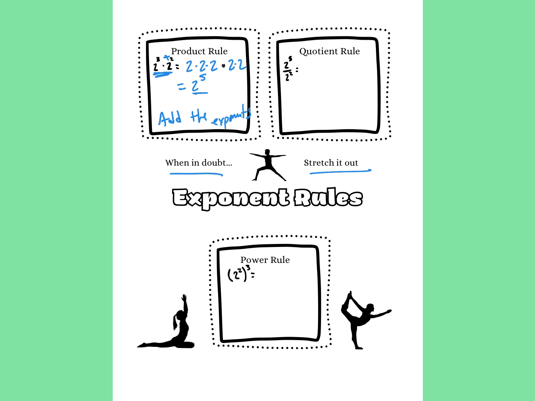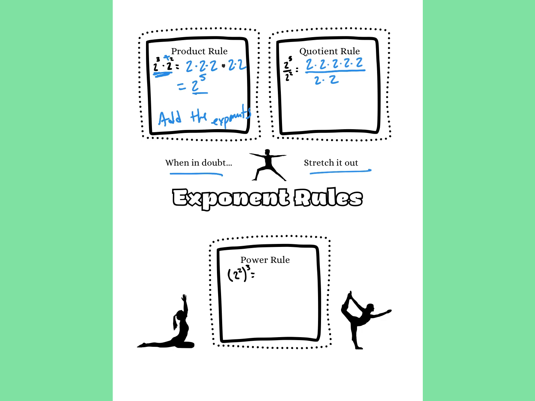A quotient rule, when we are dividing, we can do the same thing. We can expand it out. So I've got a fraction bar, so I'm going to put a fraction bar. On the top of that fraction, I've got 2 to the fifth, so 5 2's. 1, 2, 3, 4, 5. And on the bottom of that fraction, I have 2 to the second, or 2 2's.